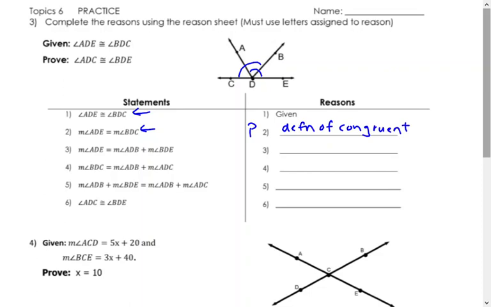If we go to the next one, we want to look at what lets us say that the measure of ADE is ADB plus BDE. So this whole first angle is equal to the 2 smaller ones together. What lets us add 2 angles and get the bigger angle is angle addition.